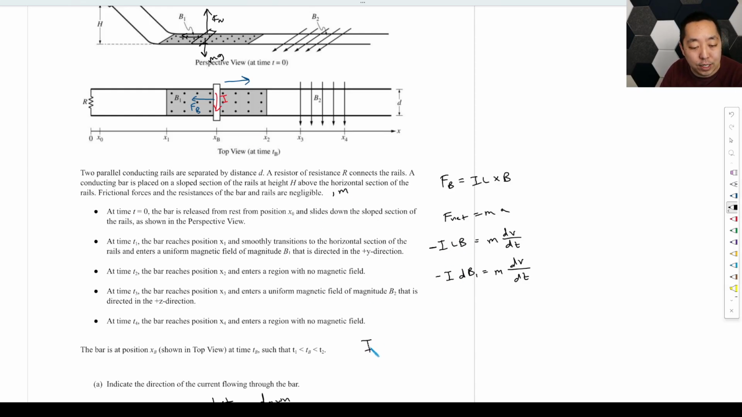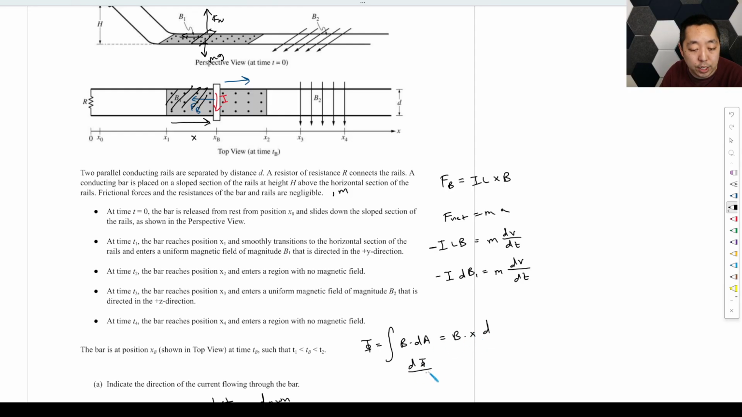Now we have to figure out the current induced here. We have to find an expression for the flux. Now the flux, the integral of B dot dA, well, the magnetic field's constant. So it's B times the area enclosed here. Let's call this variable x, and we'll call this height d. So we just have a placeholder variable for this x. The most important thing to remember is that x is going to change.